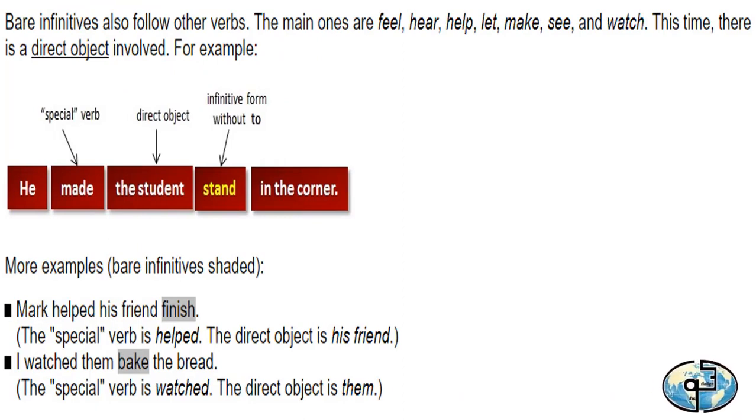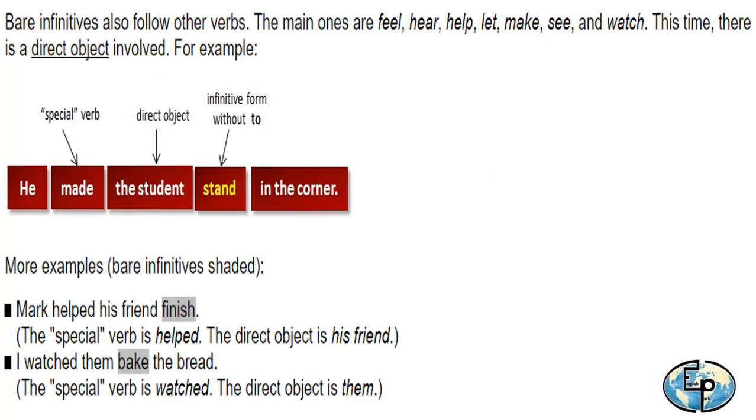Bare infinitives also follow other verbs. The main ones are feel, hear, help, let, make, see, and so on. This time there is a direct object involved. For example, he made the student stand in the corner. Here made is a special verb. The student is the direct object, and stand is the infinitive form without to.